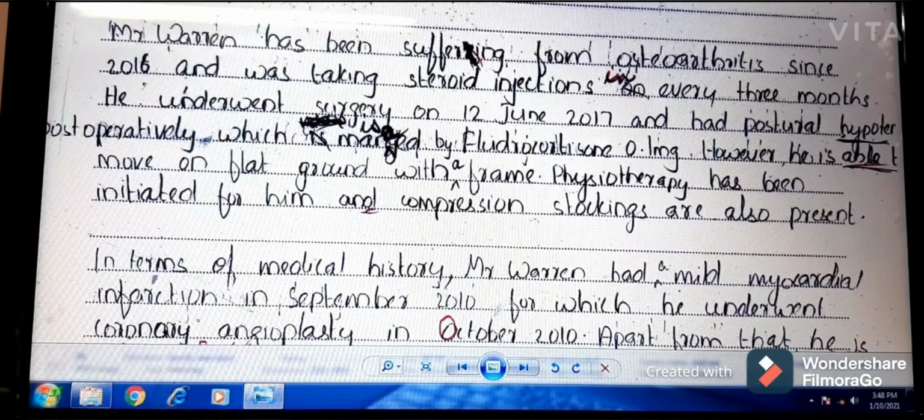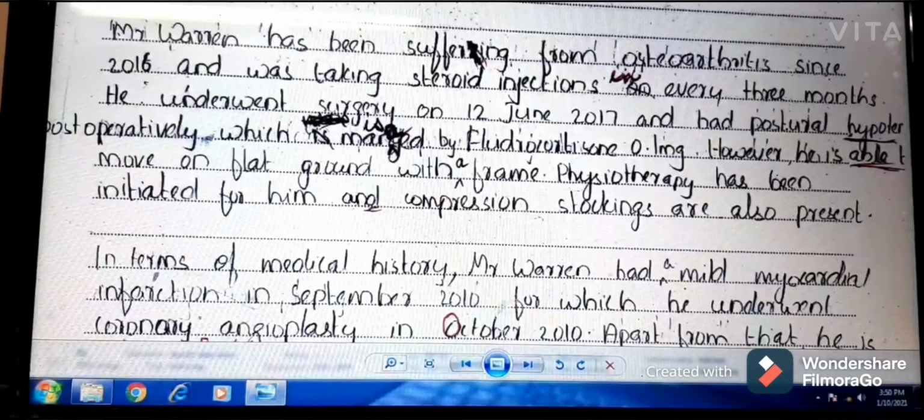So, has been suffering from osteoarthritis since 2016. That is the specific time. 2016 is the specific time that is used after since.